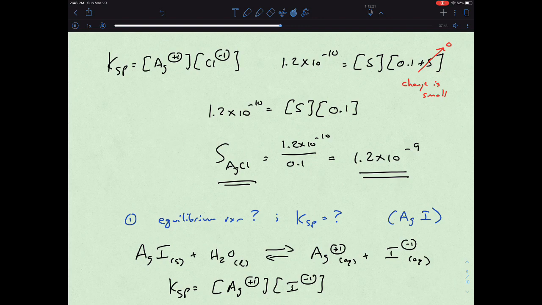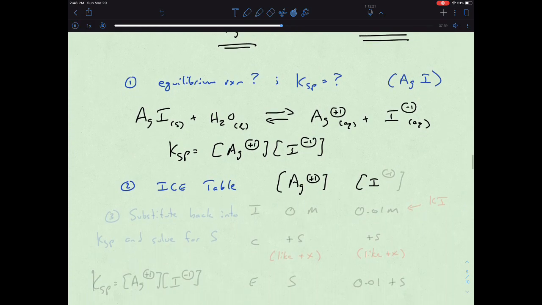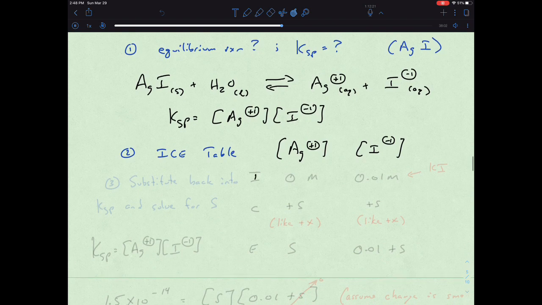Next, we can go to our ice table. We have those two ions that we're looking at specifically, the silver plus 1 and the iodide minus 1. Initially, just like above, we don't have any of the silver plus 1, and we have 0.01 molar for the iodide. That's coming from our potassium iodide, just like our earlier example for the chloride is coming from the sodium chloride.